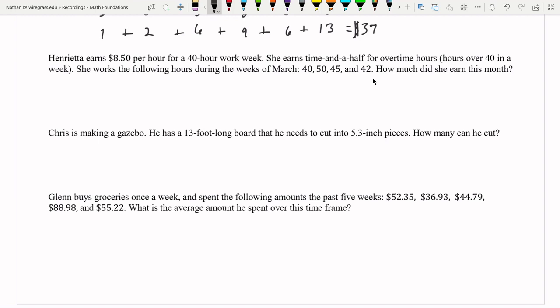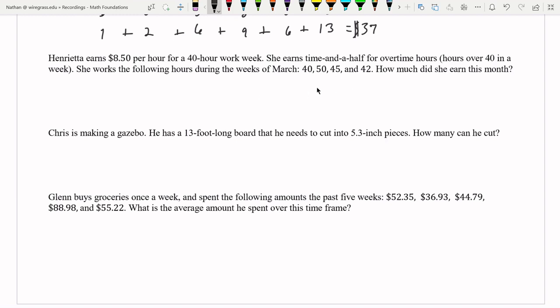40, 50, 45, and 42. How much does she earn this month for the gross pay? We don't know how much she actually took home because we don't know her taxes or insurance, whatever she pays. But what's her gross pay for these 4 weeks?